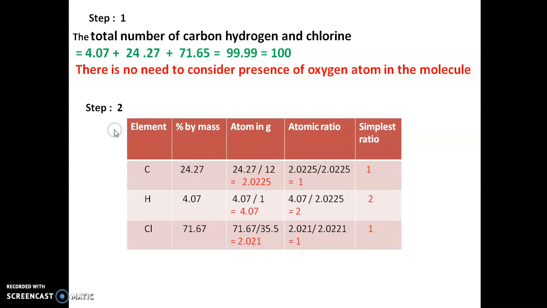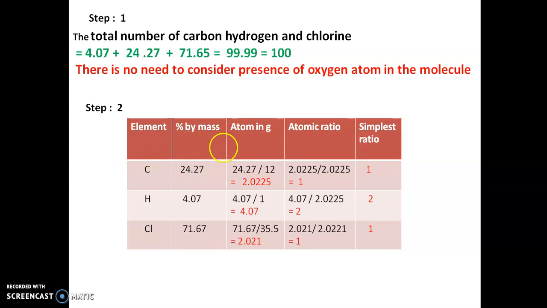Step 2, you have to draw a table under the headings: element, percentages by mass, atom in gram, atomic ratio, and the last one is the simplest ratio. The percentages by mass given for carbon is 24.27, for hydrogen 4.07, and for chlorine 71.67. Then we have to calculate the atom in gram. For that, divide the given percentage by mass by its atomic mass.